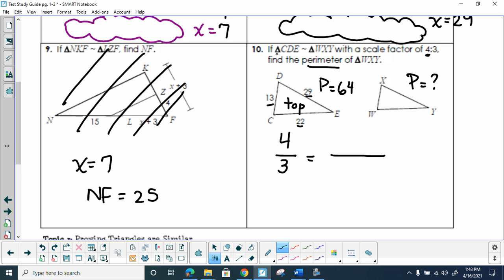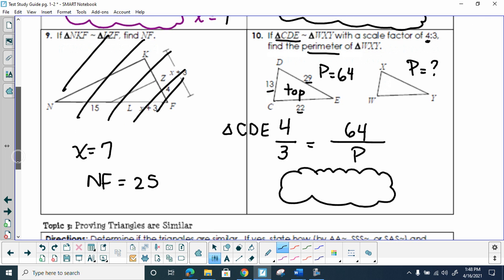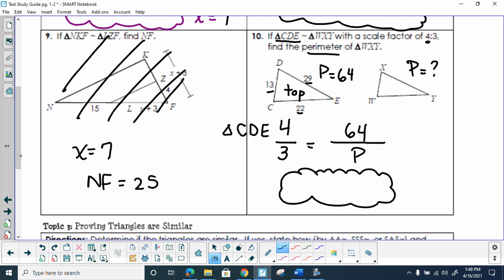Okay. CDE was the first one named. That means everything from triangle CDE has to go on the top. Okay, and that's where its perimeter would go. And then the perimeter of the other one would be your variable, PX, whatever you want to call it. Okay, do your cross multiplying, and I feel confident that you can work that out and find out what X is. Or P, I'm sorry.